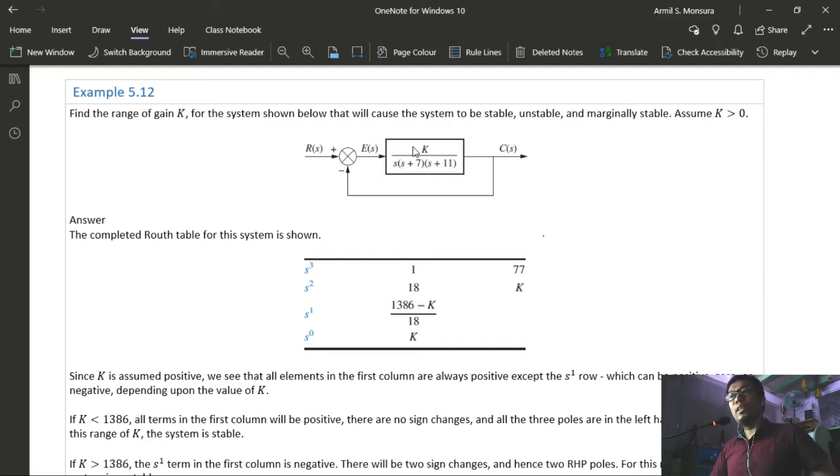So meron tayong system na to. Okay, meron tayong system na to in which iaalamin natin anong range ng k na siya ay stable, unstable, tsaka marginally stable siya. Okay. So ito yung sinasabi ko kanina na kapag magde-design kayo ng system, dapat aware kayo dun sa range of values of k na pwede siyang maging stable, maging unstable, at saka marginally stable. Okay. So una, i-ano natin ito.